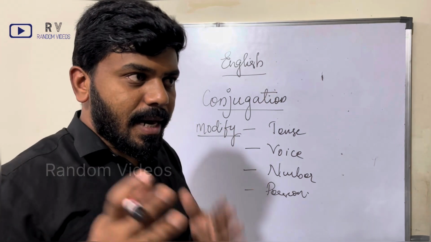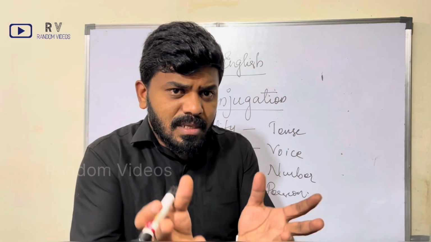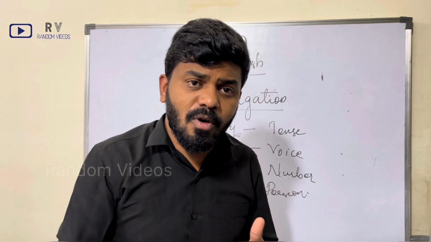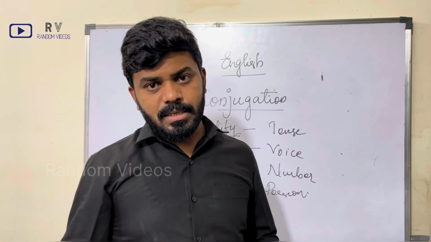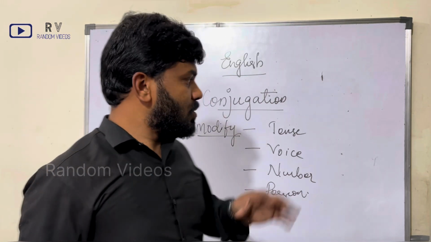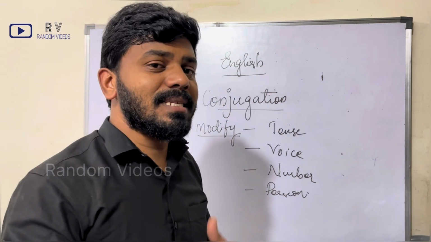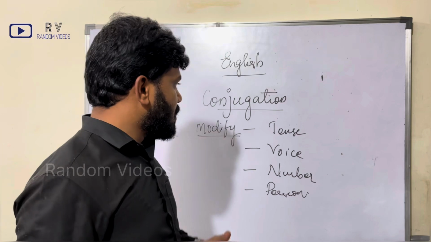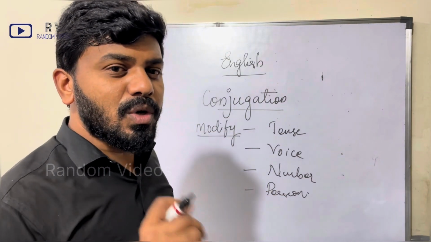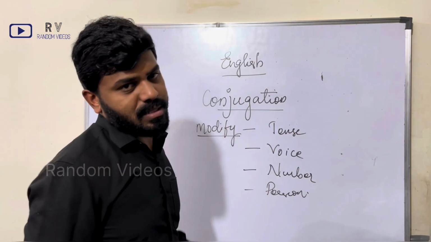See, as you keep studying tenses, the verb will not be the same. The verb starts changing its form from tense to tense. So at the time, you should not have any confusion. So keep this in your mind so as to understand the tenses easier. So conjugation is done in order to indicate tense, voice, number, and person.